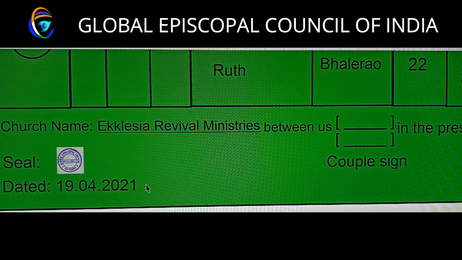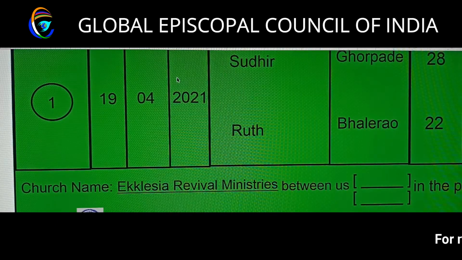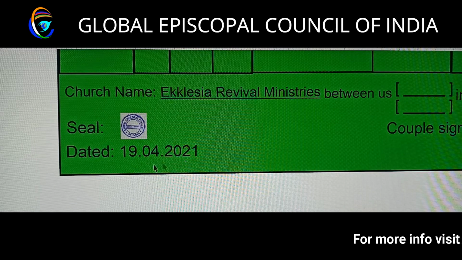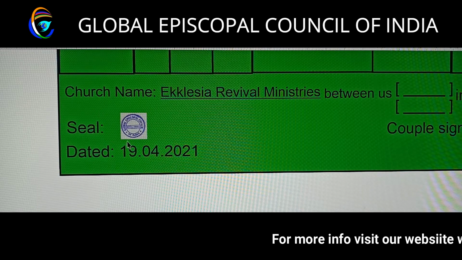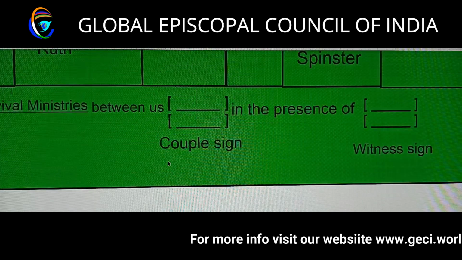And the date 19421 is the same as the marriage date. Okay, 19421. So you have to mention the same date. So notice of marriage 1 month before, but at the certificate of marriage it will be the same date when they are getting married. Okay, let's look at the next part.